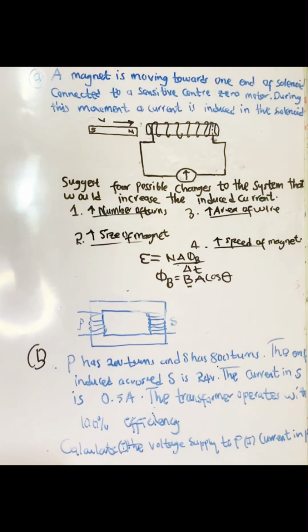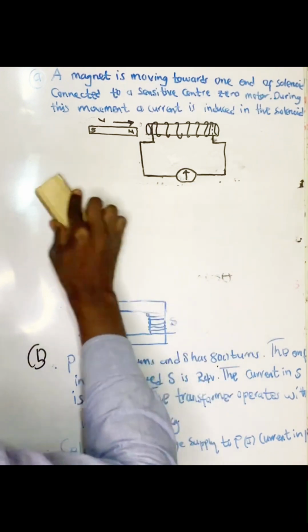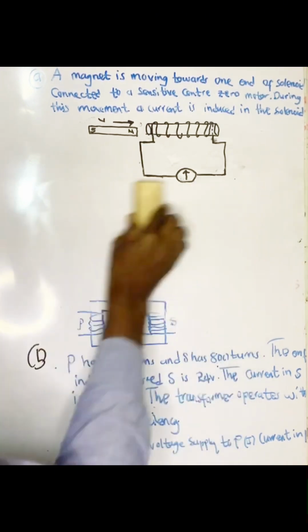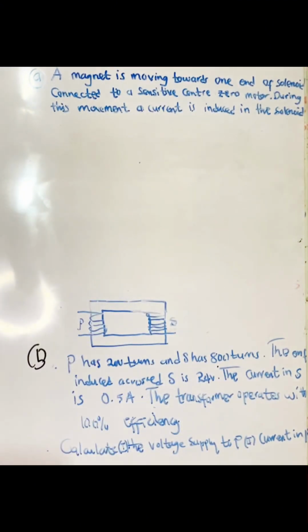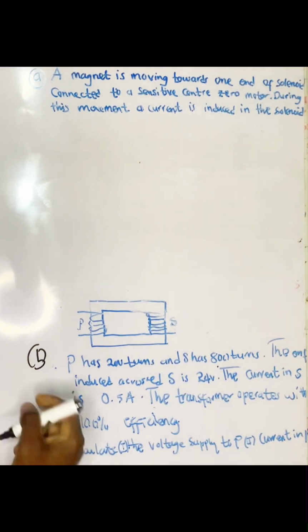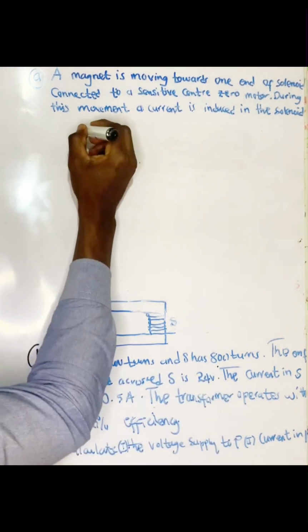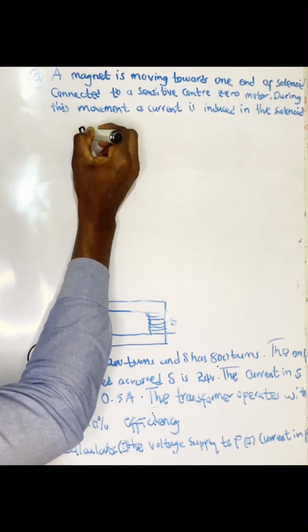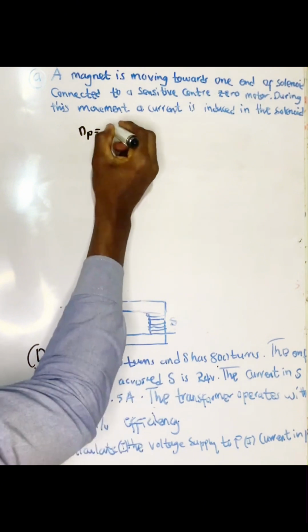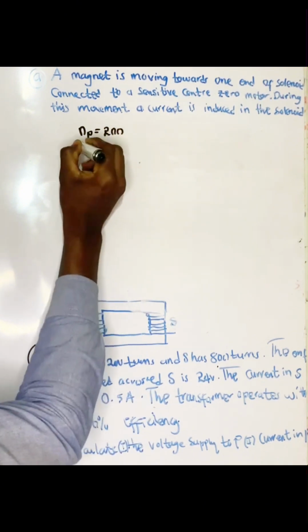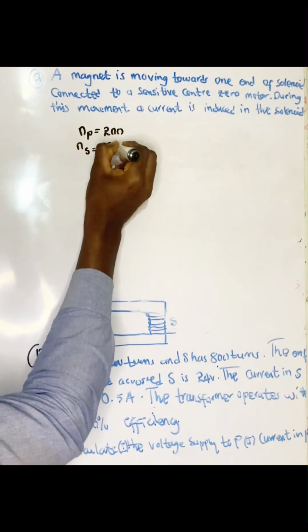Now the question is asking us to calculate the voltage supplied to the primary coil, and we should calculate the current in the primary coil. All right. So for that, we will need to put down the data that has been given. From the question, we would realize that the number of turns on the primary coil has been given, which is 200 turns. And the number of turns on the secondary coil has been given as 800 turns.